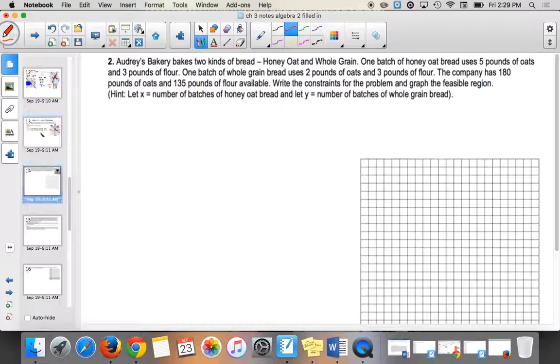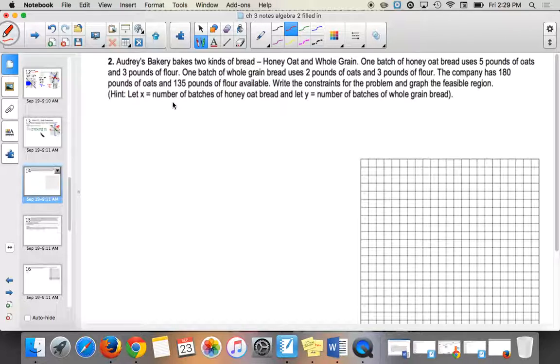Okay, so here are the harder ones. All right, it's going to be a little confusing at first, so don't panic. It will be fine. So it says Audrey's Bakery bakes 2 kinds of bread. She bakes honey oat bread and whole grain bread.